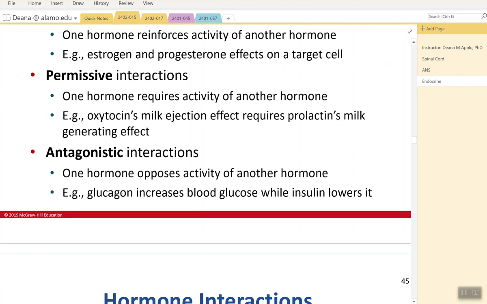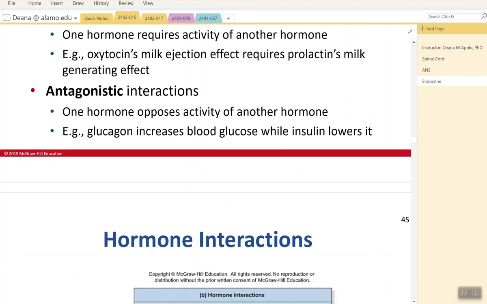Or they can antagonize each other. Like insulin brings down blood glucose levels and glucagon raises them. It mobilizes glycogen stores from the liver. So this is one hormone acting in opposition to the other.